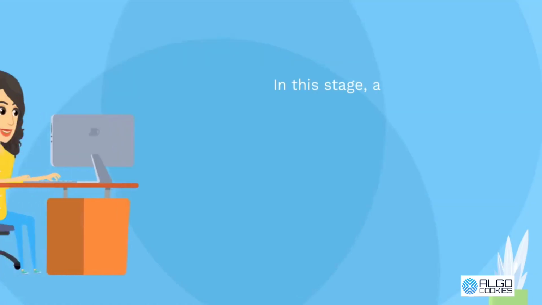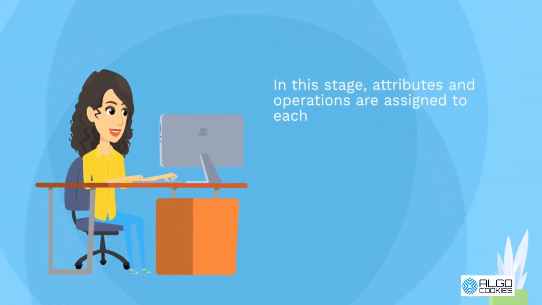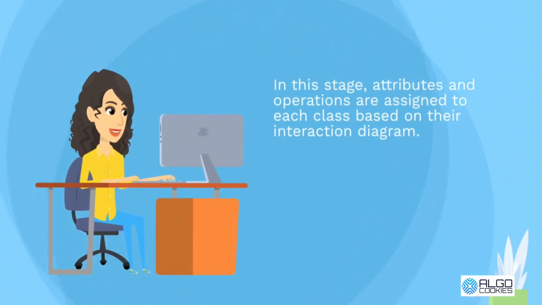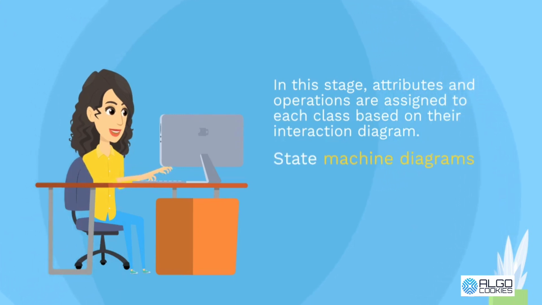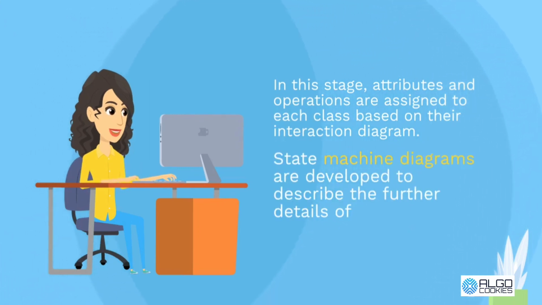Detailed design. In this stage, attributes and operations are assigned to each class based on their interaction diagram. State machine diagrams are developed to describe the further details of the design.